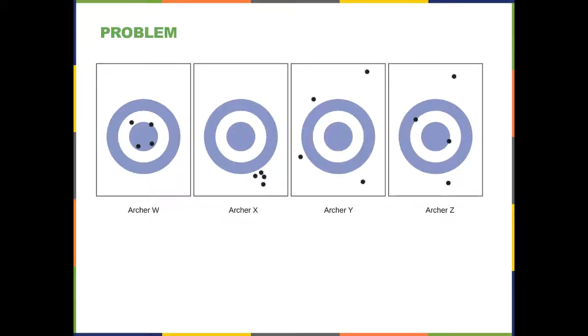So you have four archers here: W, X, Y, and Z. You can stop the tape at each one to describe each one. Archer W, how would you describe him? Archer W would be described as probably both accurate and precise. Archer X, how would you describe him?